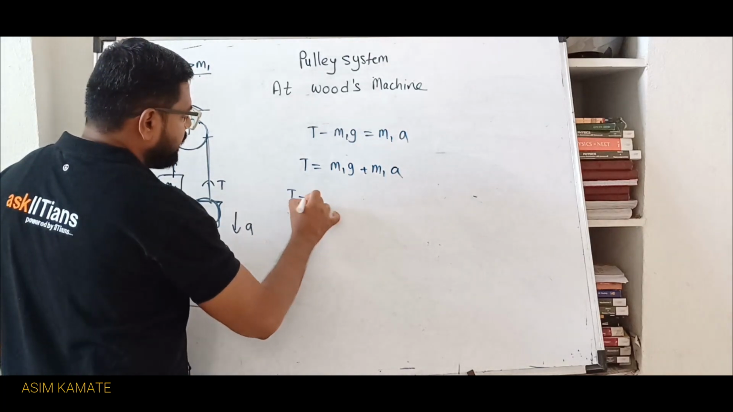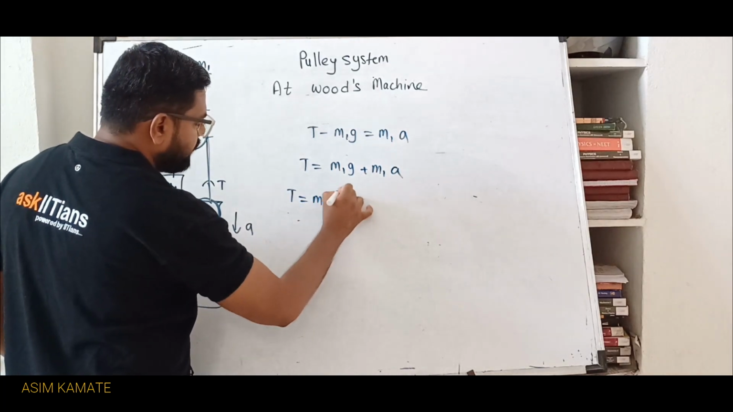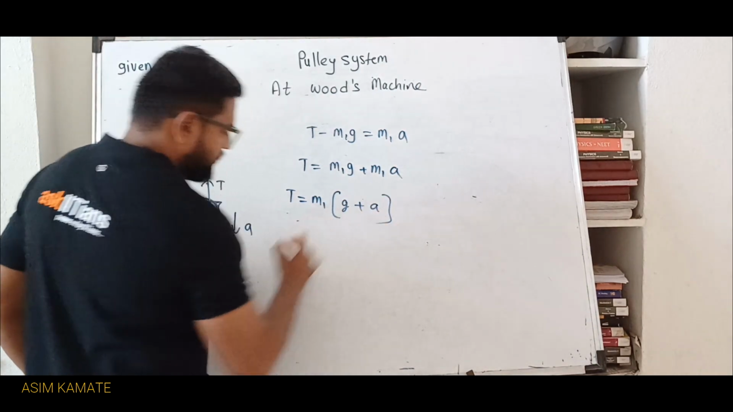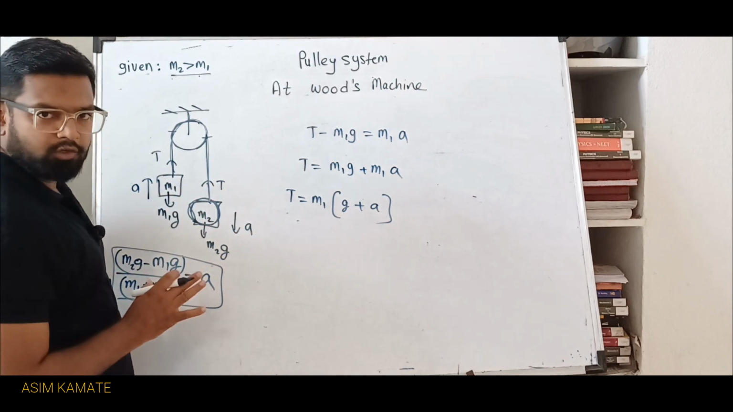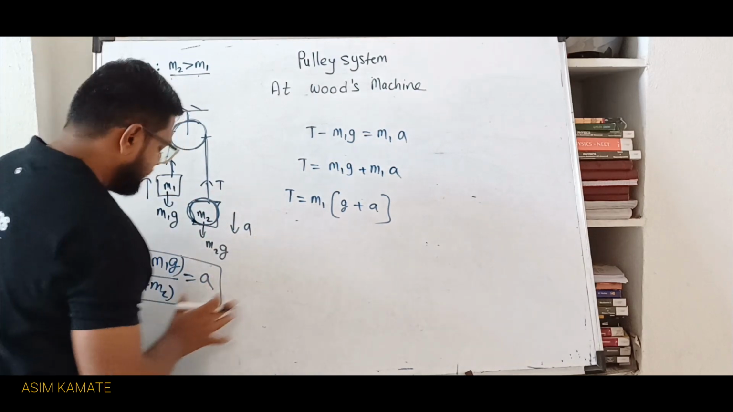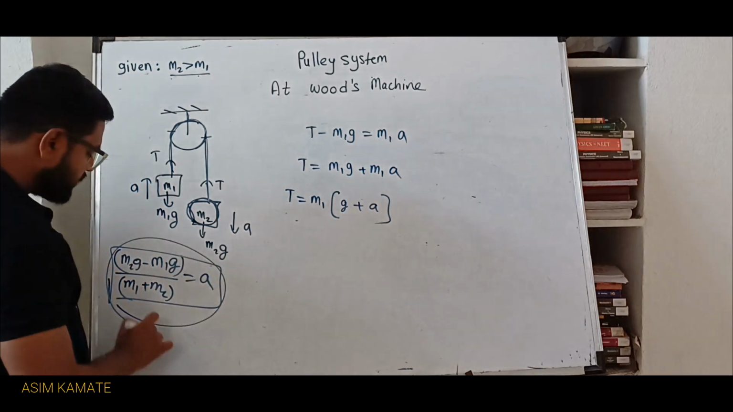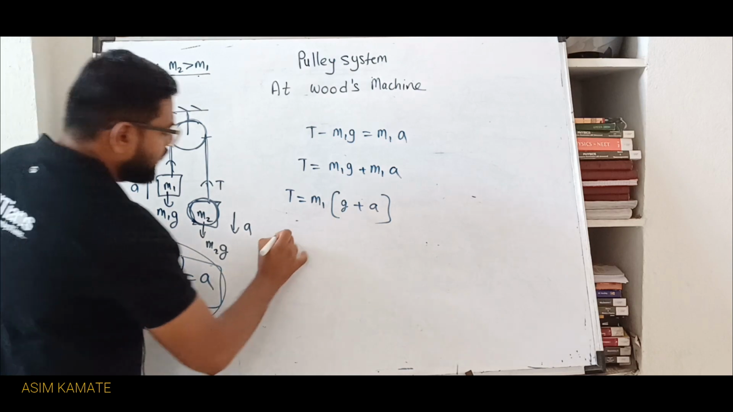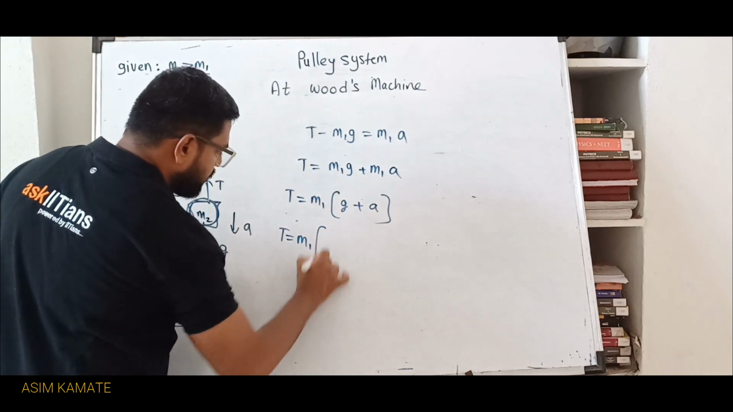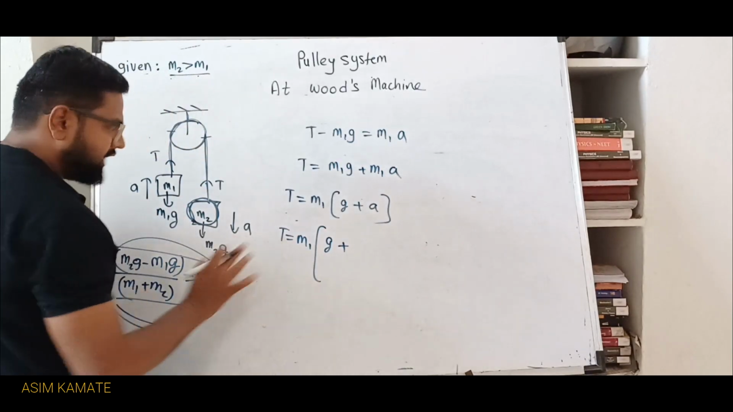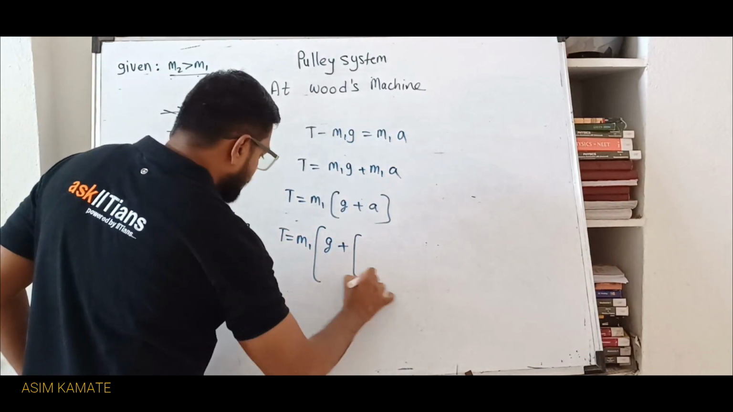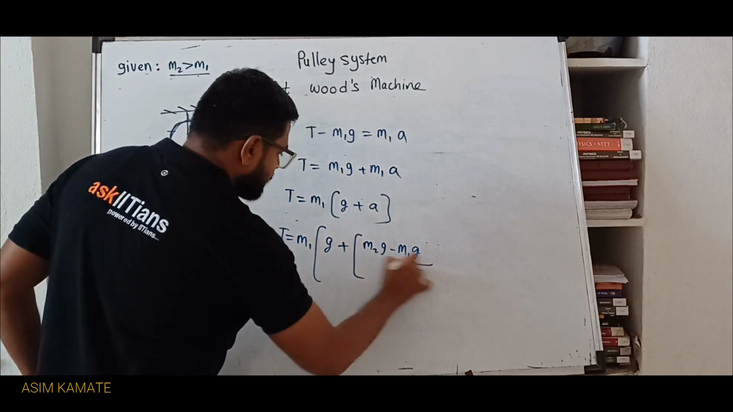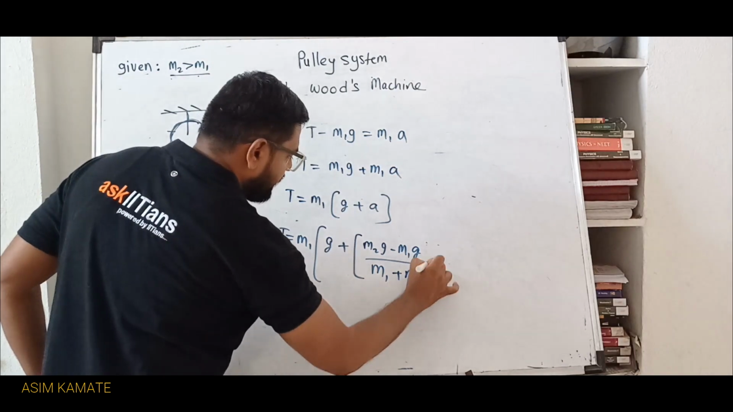So T is equal to, can you take the m1 common from that? Yes, it's possible. m1 times g plus a. Up to this point, is it clear to you? I hope you have understood that. Now you have got the value of acceleration here. So can you substitute this value in this equation? Yes. So T is equal to m1. Look here carefully at what I do. I will keep the g as it is, and I will substitute the value of a, that is m2g minus m1g upon m1 plus m2.